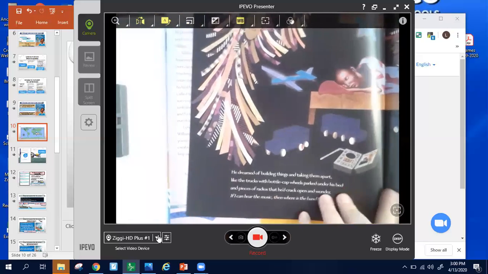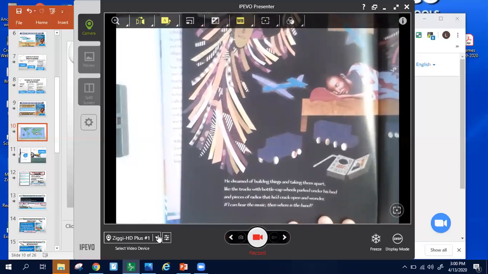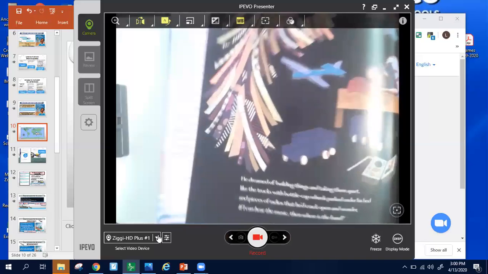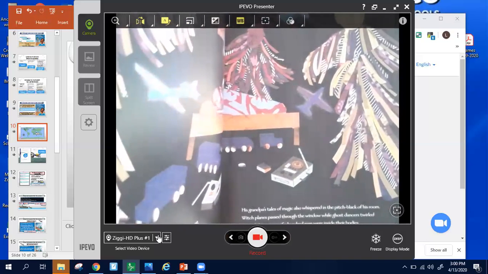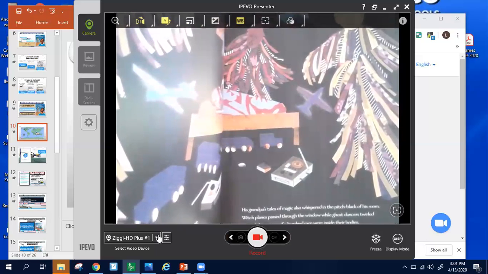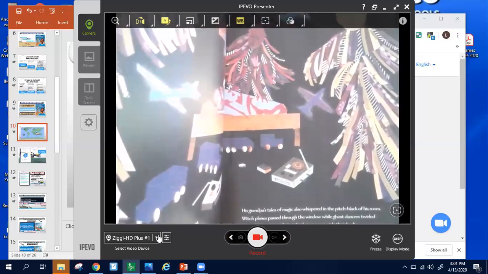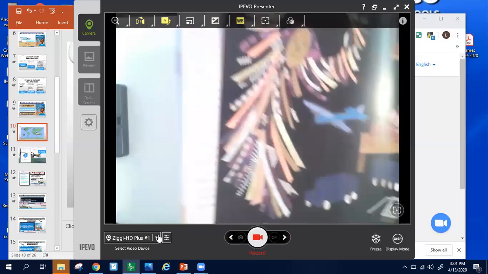He dreamed of building things and taking them apart, like the trucks with bottle cap wheels parked under his bed, and pieces of radios that he'd cracked open and wondered, if I can hear the music, then where is the band? His grandpa's tales of magic also whispered in the pitch black of his room. Witch planes passed through the windows while ghost dancers twirled around the room as if 100 men were inside their bodies. Interesting description of his dreams.